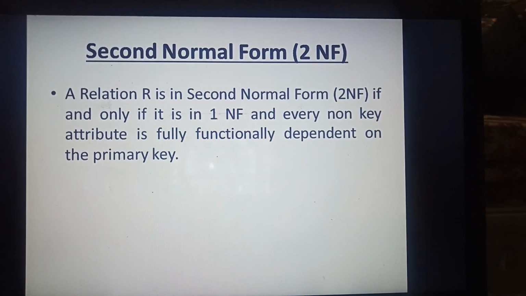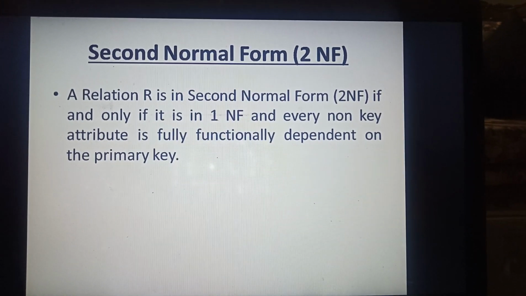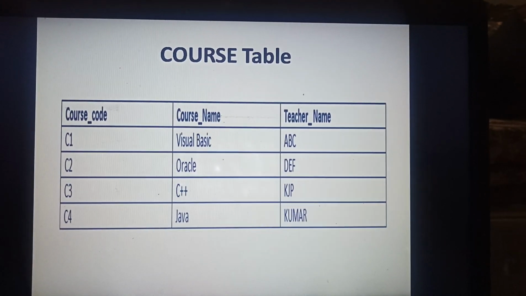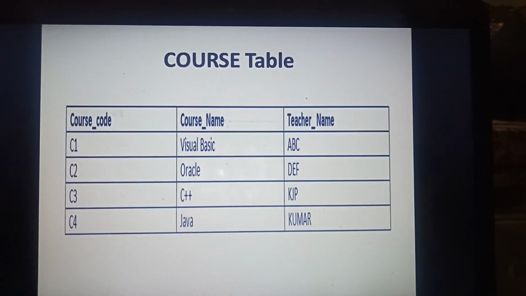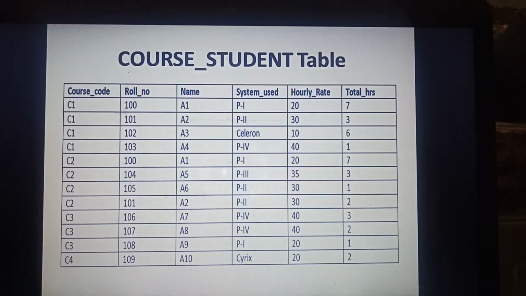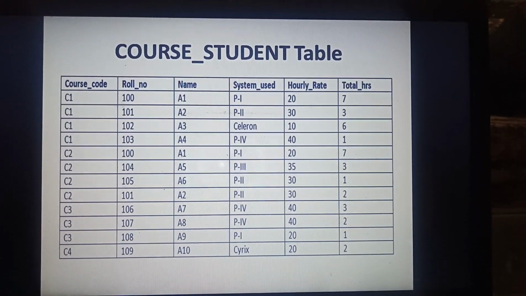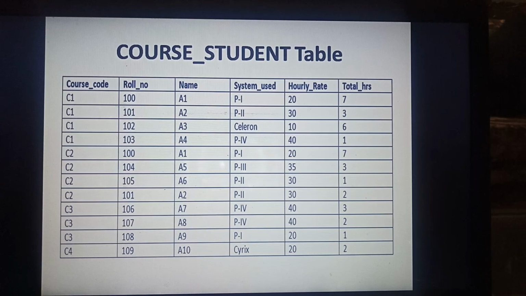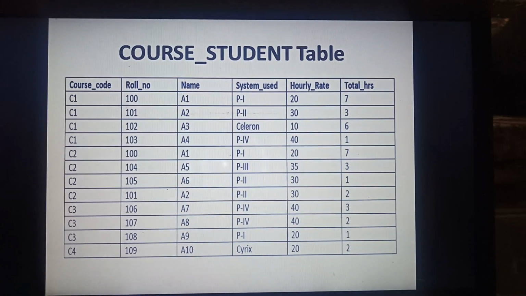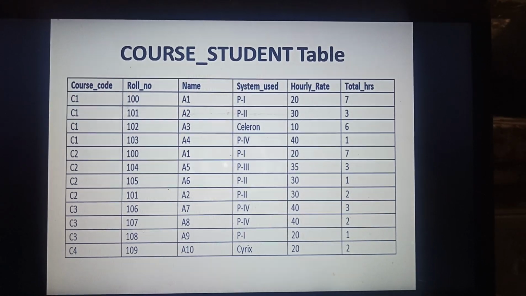I have already discussed with you the concept of full functional dependency. Now we will use that concept to normalize in second normal form. These are the resultant tables after first normal form: course table and course students table. As I told you, the definition of second normal form is that every non-key attribute should be fully functionally dependent on the primary key. But as we can see in this table, the non-key attributes name, system used, hourly rate are not fully functionally dependent on the primary key.